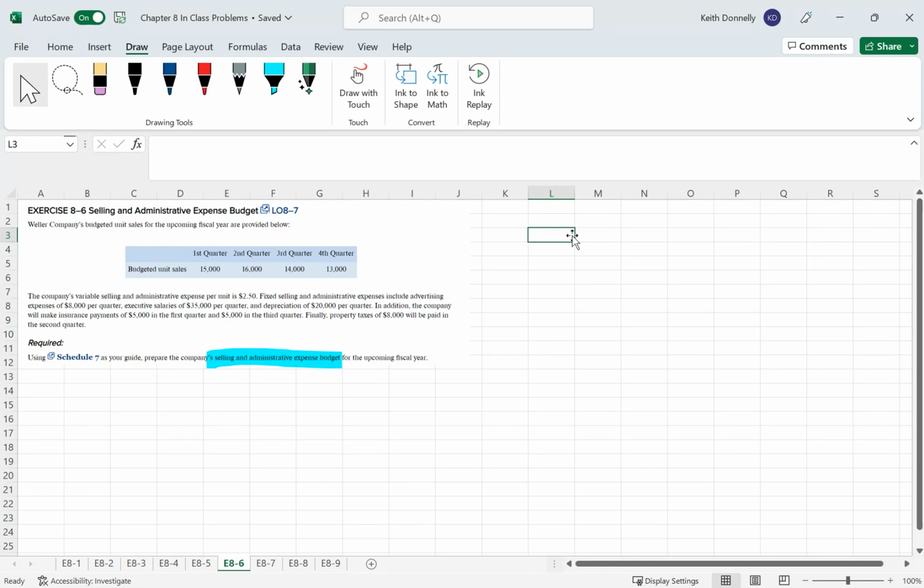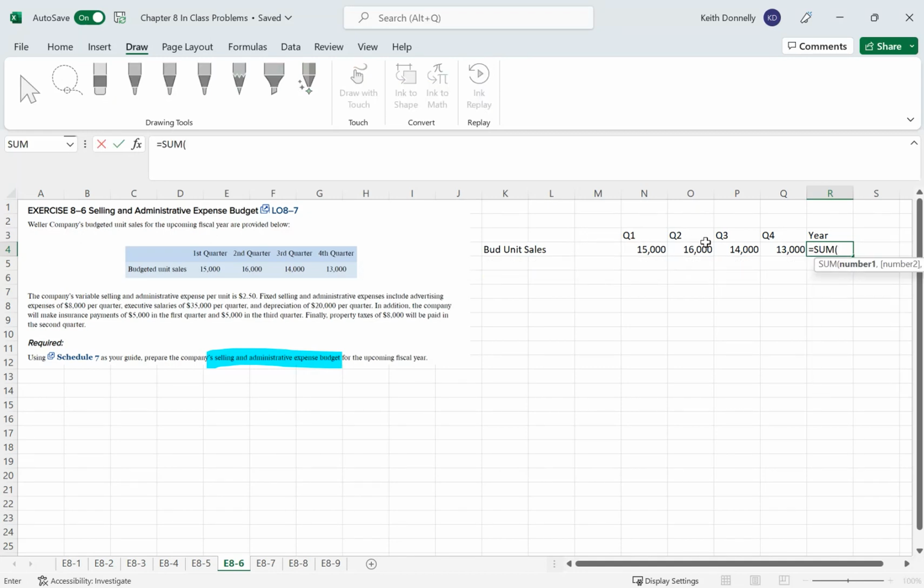Okay, so we will again have, in this case, quarter 1, quarter 2, quarter 3, quarter 4, for the year. All right, first thing we're going to have here is our budgeted unit sales. Just like the last time, we usually just plug in the information they gave us. 15,000, 16,000, 14,000, 13,000. If we add those up, we're looking at 58. Grab that right from over there.